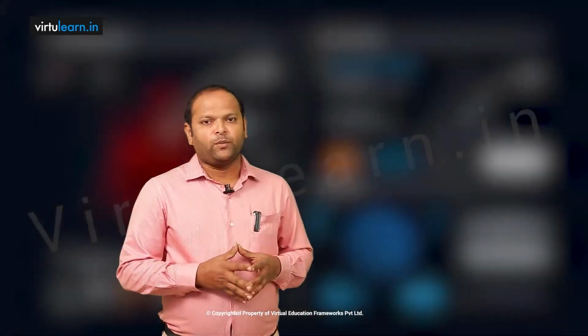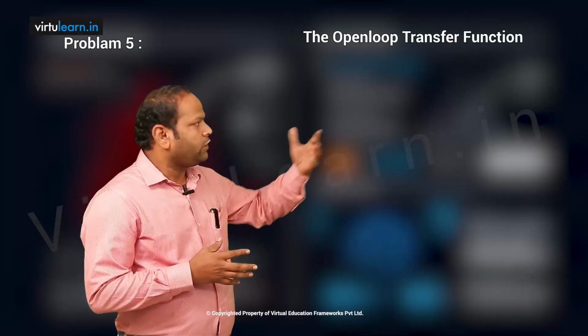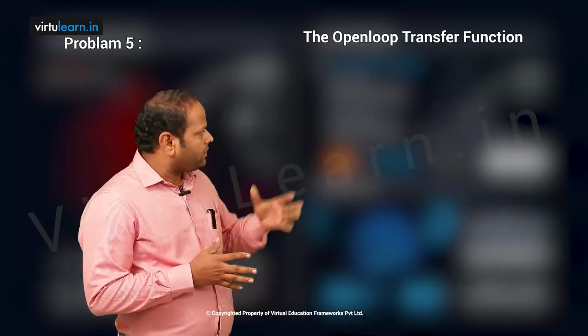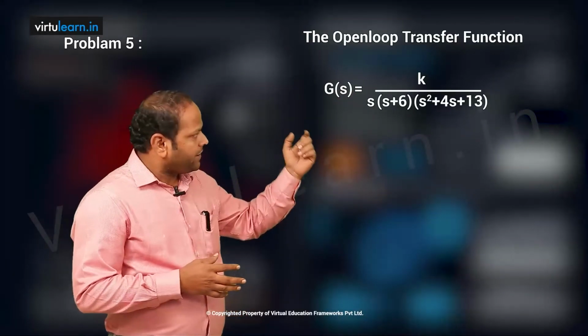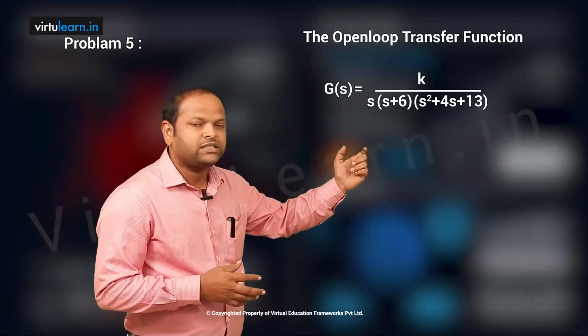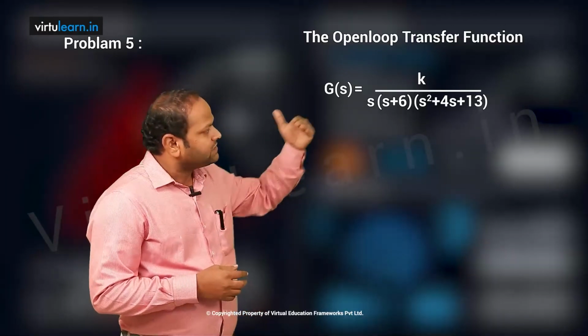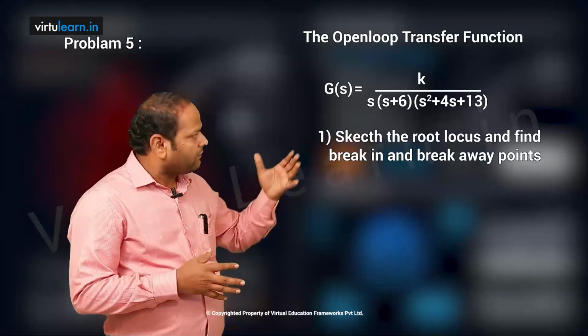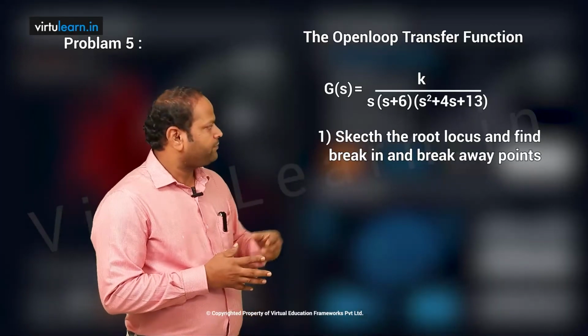Go with the next problem. The open loop transfer function of a unity feedback system is given by G(s) = K divided by s into (s + 6) into (s² + 4s + 13). Sketch the root locus and find breakaway, break-in points.